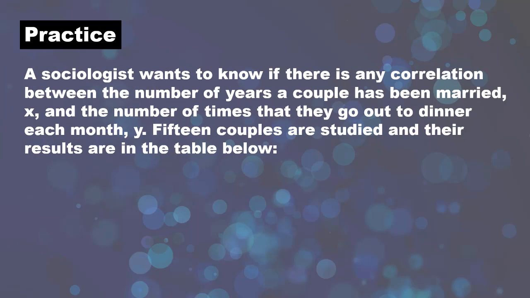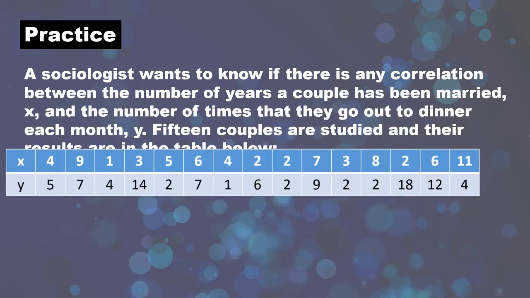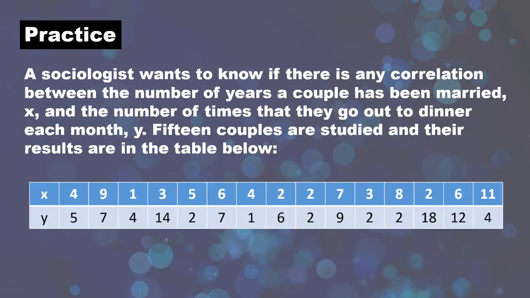So here's a practice problem for you. A sociologist wants to know if there's any correlation between the number of years a couple has been married, X, and the number of times that they go out to dinner each month, Y. 15 couples are studied, and the results are shown in the table below. So we have 15 data points.